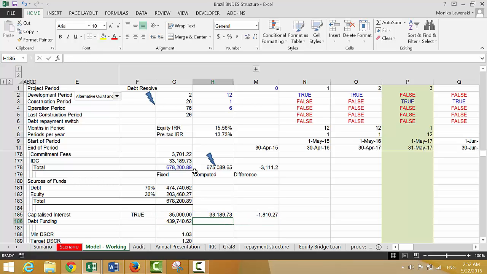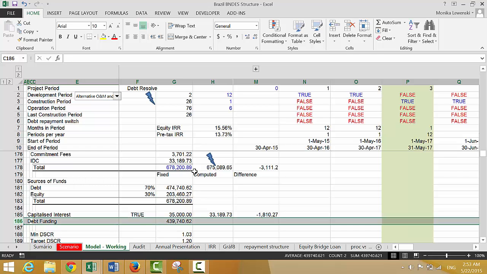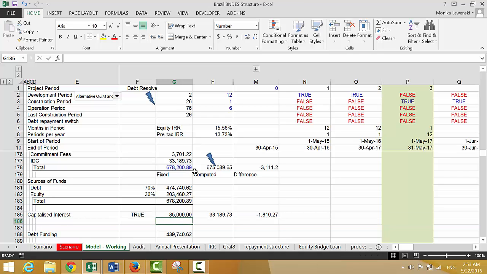So I'm going to put this. I'll just put it fix IDC, computed IDC, and difference IDC. Now remember, what we do here is press Shift Control F3.